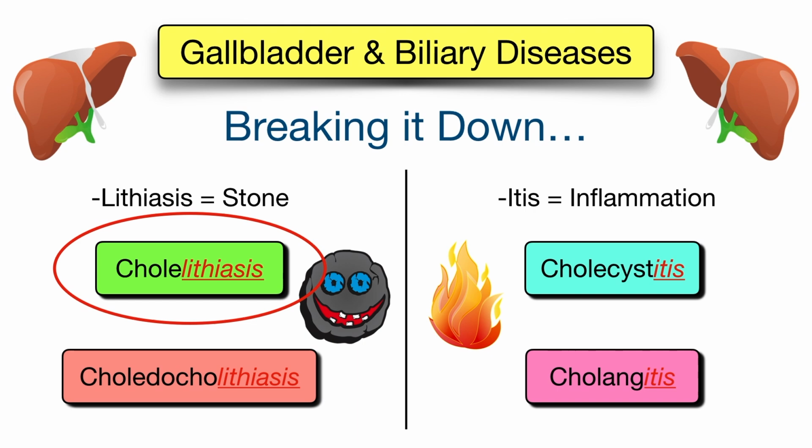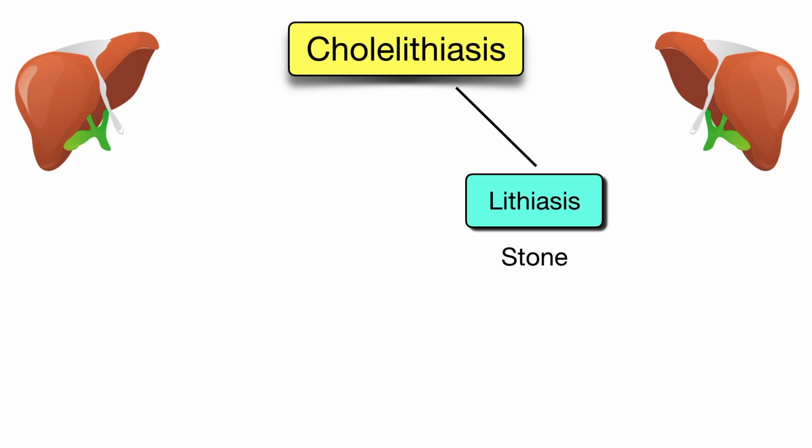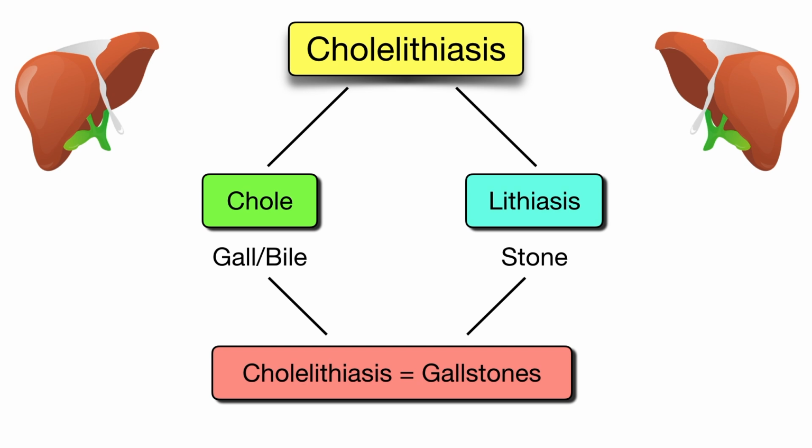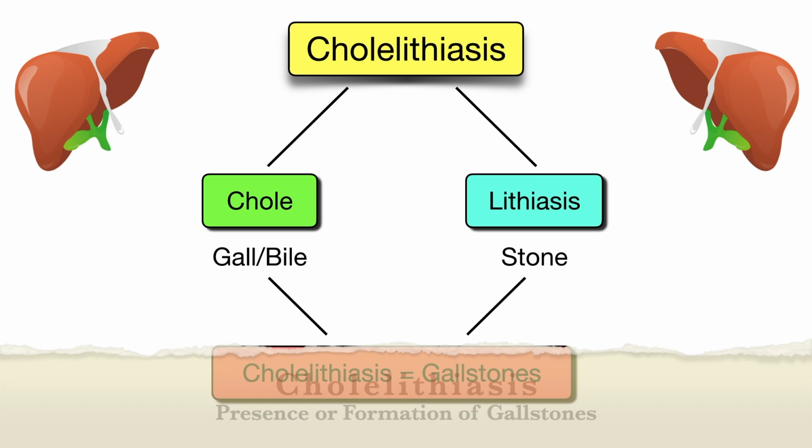So what is cholelithiasis? Well, we already know lithiasis refers to stone, but what does chole mean? Chole refers to gall or bile. So if we put the word together, we have gallstones. And that's exactly what cholelithiasis is. It's the presence or formation of gallstones, usually located in the gallbladder. We're going to see these terms again, so write them down if you're taking notes.